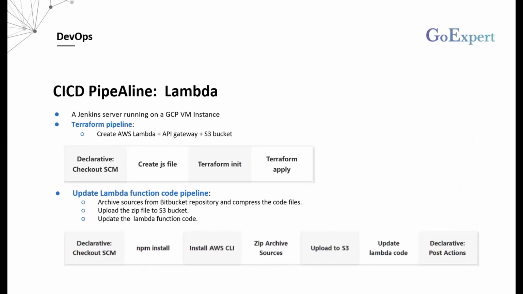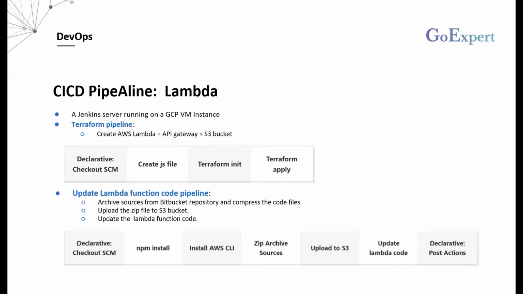In this slide, we will show you the CI/CD pipeline for this Lambda structure. The first one is the Terraform pipeline for creating AWS Lambda, API Gateway, and S3 bucket. Because if the repository has no .js file, Terraform cannot create anything. So the first step of our pipeline is to create a .js file, and the second is to run Terraform init and then Terraform apply.